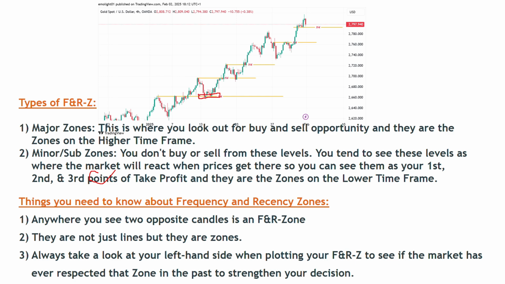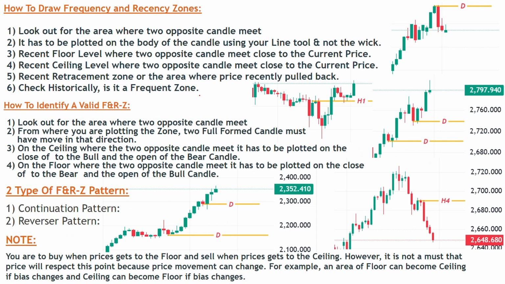Always take a look at your left hand side when plotting your F and R zone to see if the market has ever respected that zone in the past to strengthen your decision. Because if the recent zone also has a frequent zone, that makes it a more powerful zone. Not that the recent one is not powerful, it's powerful. But when the recent zone now has a frequent zone, it makes it more effective.